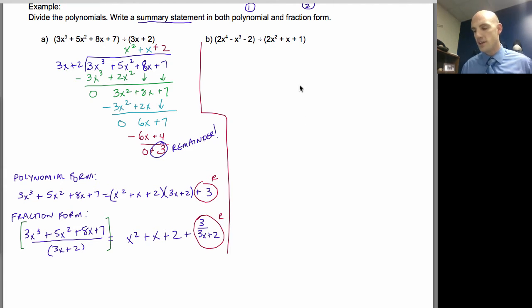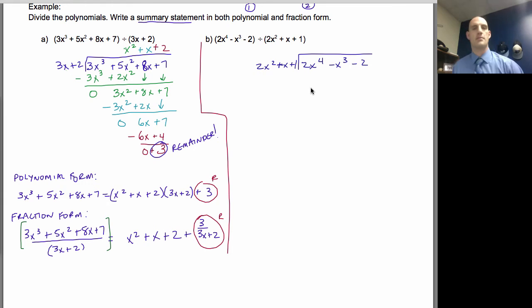Okay, so hopefully you paused there. As we look at this one, I'm going to write it out. So I have 2x to the fourth minus x cubed minus 2 divided by 2x squared plus x plus 1. So I'm going to put 2x to the fourth minus x cubed minus 2 on the inside. I'm dividing that by 2x squared plus x plus 1. I'm asking myself the question, what do I have to multiply 2x squared by to get 2x to the fourth? Now, undoubtedly what happens here is you start to realize, oh, I need to multiply that by x squared.